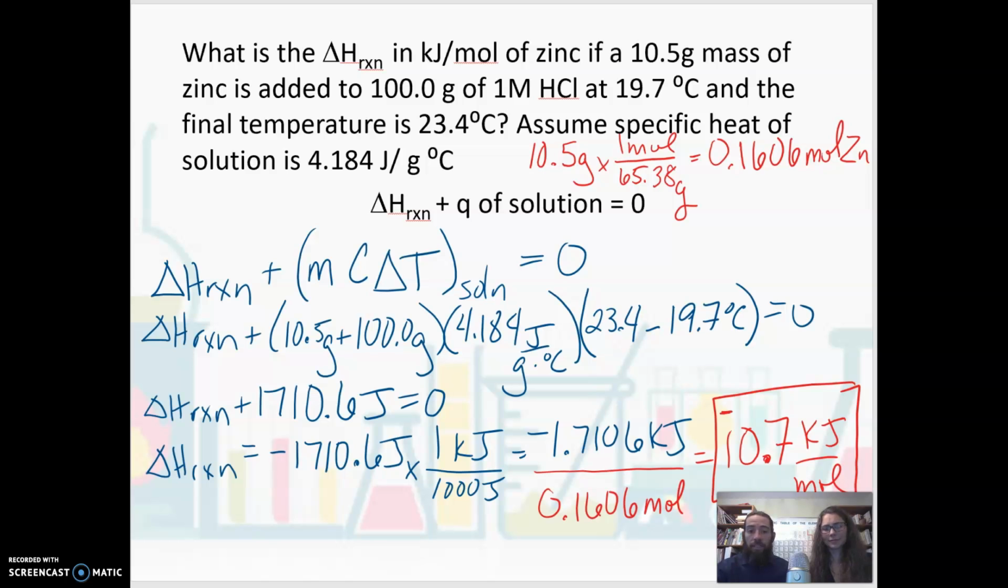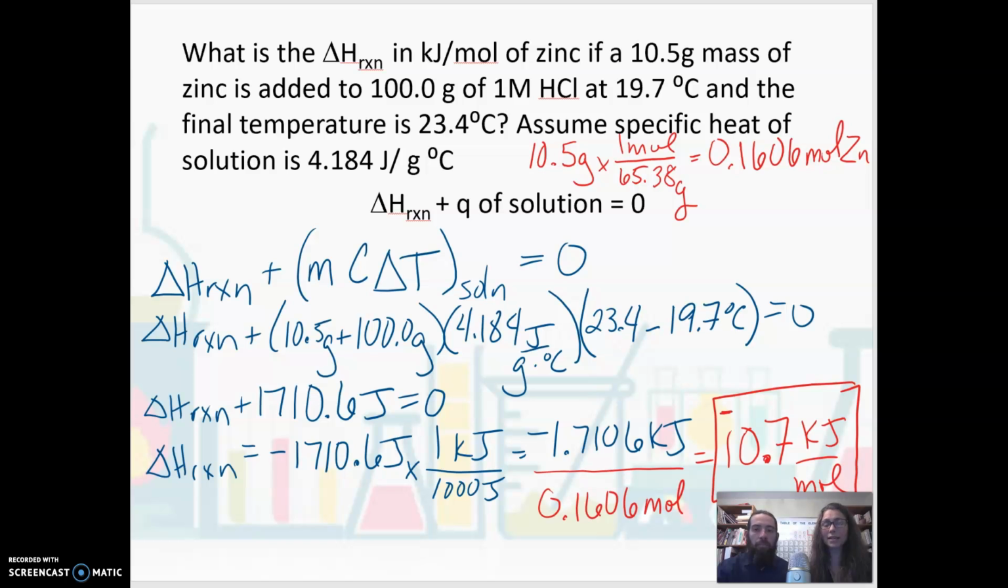The conversion to kilojoules, 1 kilojoule per 1,000 joules, is shown right here, and then we're going to divide by that number of moles of zinc. We're going to get a value on our calculator that's probably a lot of numbers, and we'll go back to our measurements and see that we should record this to 3 significant figures, consistent with the mass and the temperatures. So our value is going to be 10.7 kilojoules per mole. Negative. And the negative means it was exothermic.